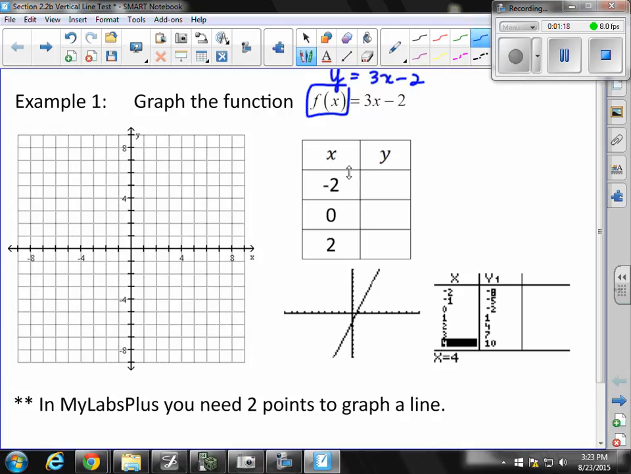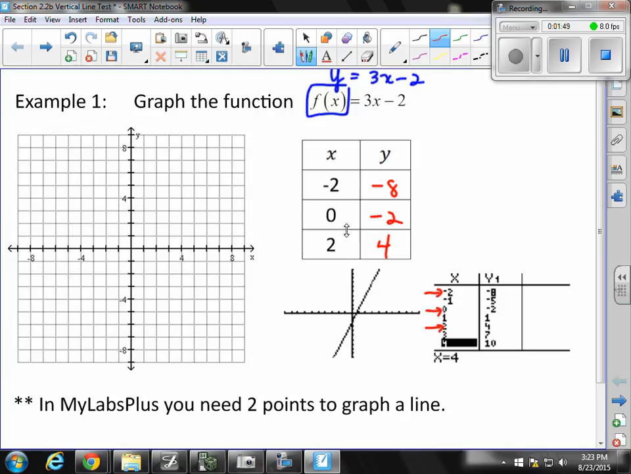And what I was asked to find is when x equals -2, 0, and 2. So I can do that in this particular window here. Here x is -2, y is -8. X is 0, y is -2. And x is 2, y is 4. Now I can do those by hand simply by plugging my x values into my function, or I can use the calculator to help me do that.